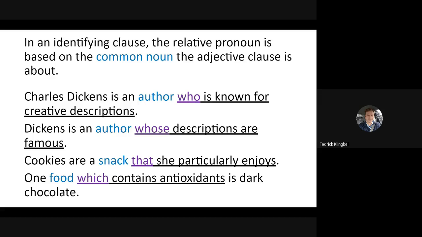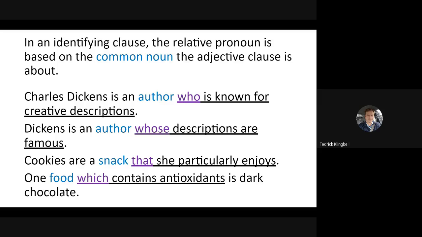Okay, so in an identifying clause, the relative pronoun is based on the common noun the adjective clause is about. Let me read that again. In an identifying clause, the relative pronoun is based on the common noun the adjective clause is about. Remember, a common noun is something that is not a specific name of a place or person. So let's look at this. Charles Dickens is an author who is known for creative descriptions. Author is a common noun. Even though Charles Dickens is the author, anyone could be an author. Therefore, it's a common noun.